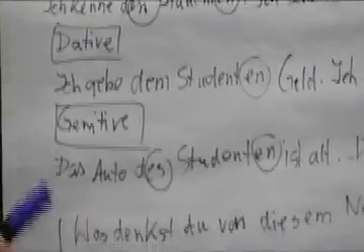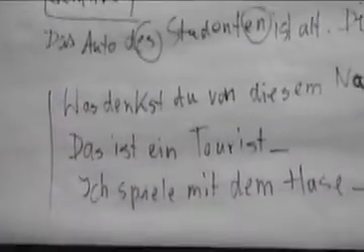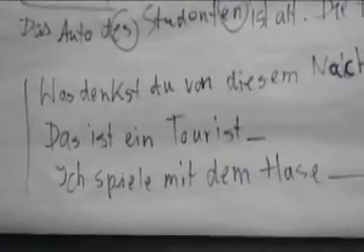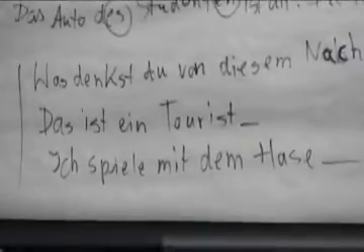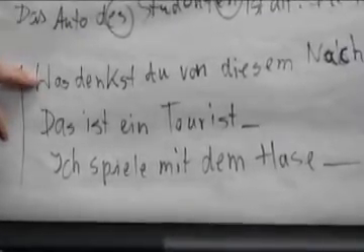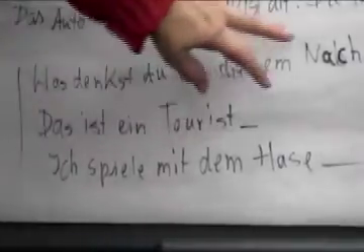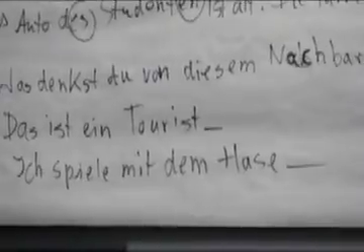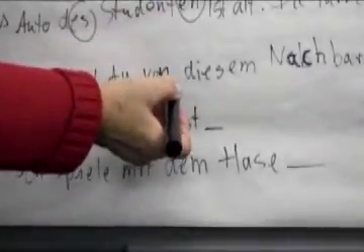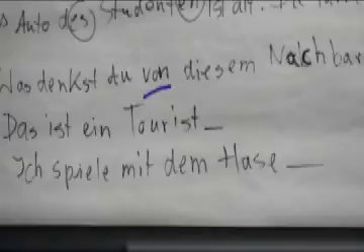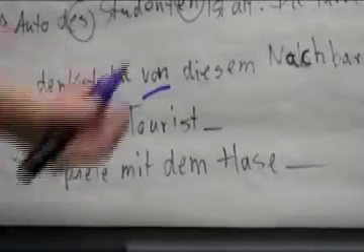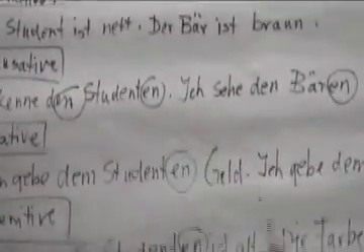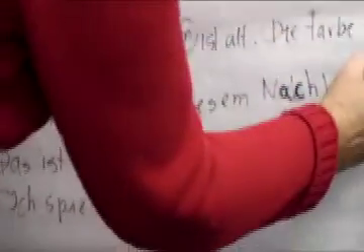I wrote 3 sentences down here and I want you to analyze them and tell me whether you have to add an N or whether you don't have to add anything. Alright, let's look at the first one. Was denkst du von diesem Nachbar? What do you think of this neighbor? Now, we know that von is a dative preposition, right? And we learned Nachbar is an N-noun, dative, so the Nachbar gets an N. Von diesem Nachbarn.